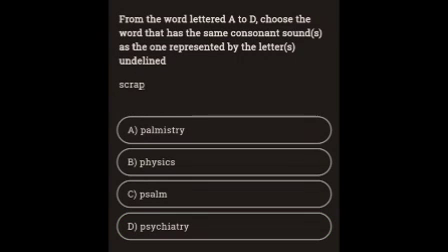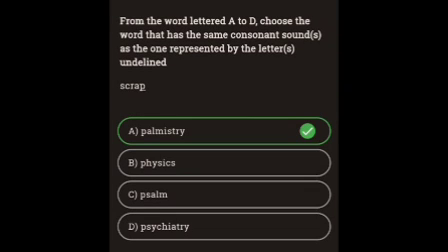In the word scrap, consonant sound P has been underlined. So you have to pick the word that has P in it. Option A, we have palmistry. B, we have physics. C, we have psalm. D, we have psychiatry. You have to pick the word that contains consonant P in each of those words.